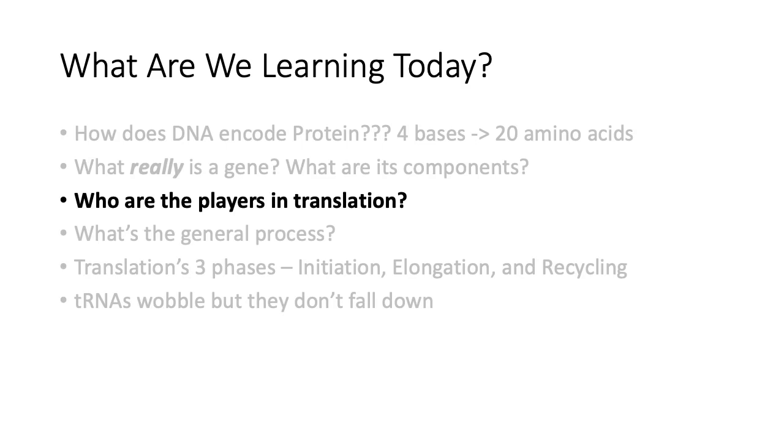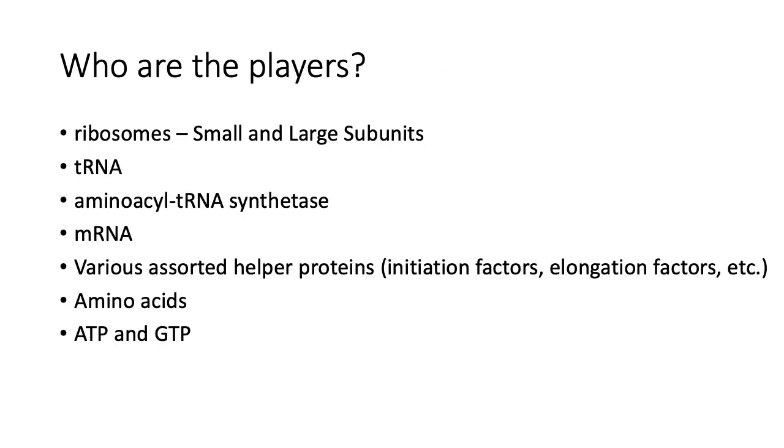Okay, so what does the actual work of translation? Ribosomes. Ribosomes do the work. What else do we need? We need tRNAs. We need some proteins called aminoacyl tRNA synthetase. We need our mRNA, obviously. We need the amino acids. We need some various assorted helper proteins. And we're going to need ATP and GTP.